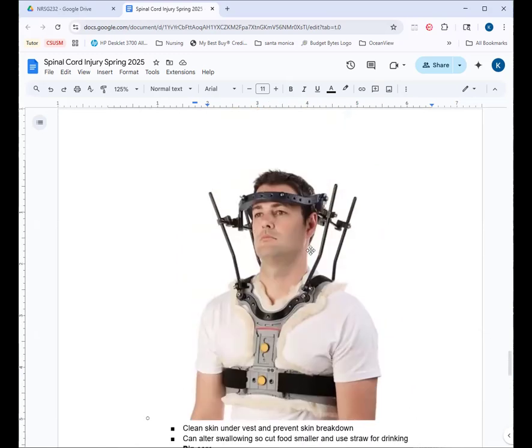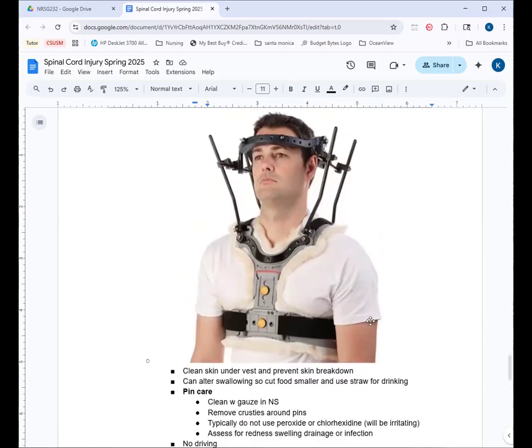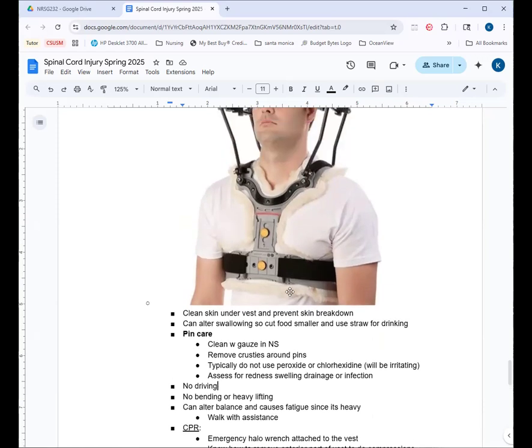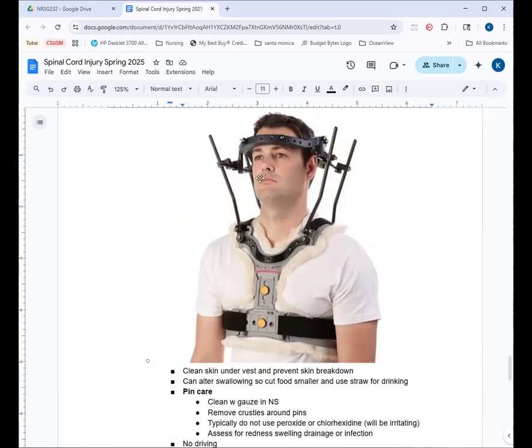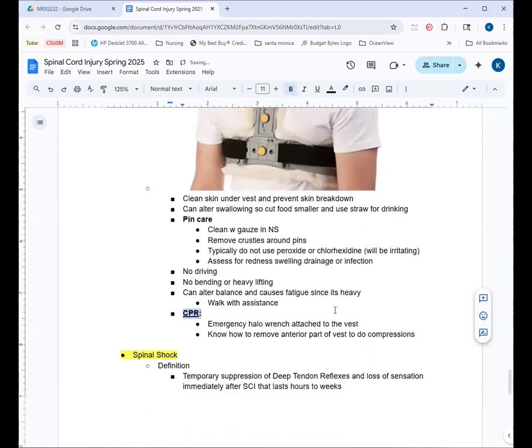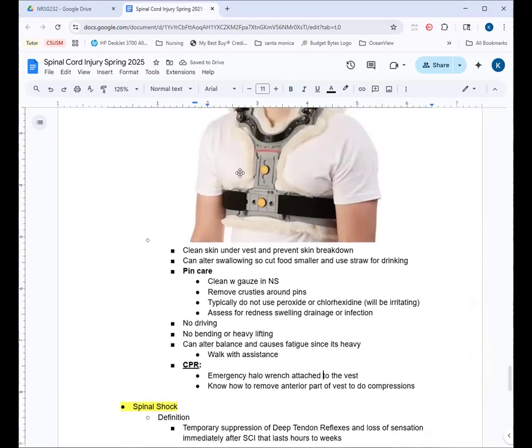I don't think you're going to be driving with this. I don't even know how you would properly get into a car with it. I'd probably smack my head, because I smack my head on my car trying to get into it normally. So don't drive. No bending, no heavy lifting. And since it is heavy, this is all metal, thick, chunky, it can alter your balance. You're carrying a lot of extra weight, so it causes fatigue. Walk with assistance. Now, CPR is a fun bit for that one. They have this little wrench that's attached to the vest here.